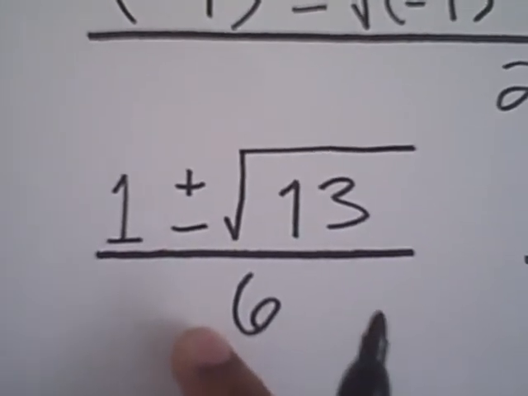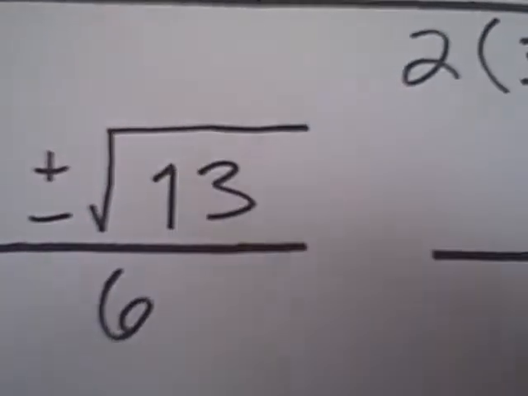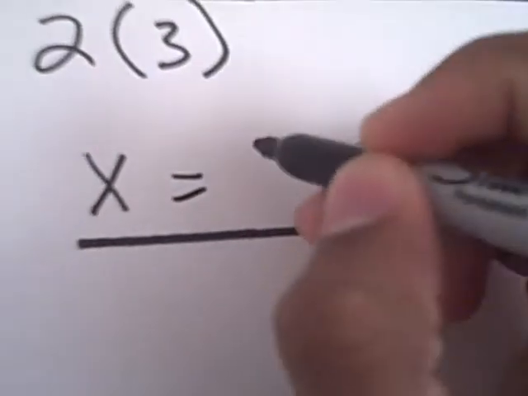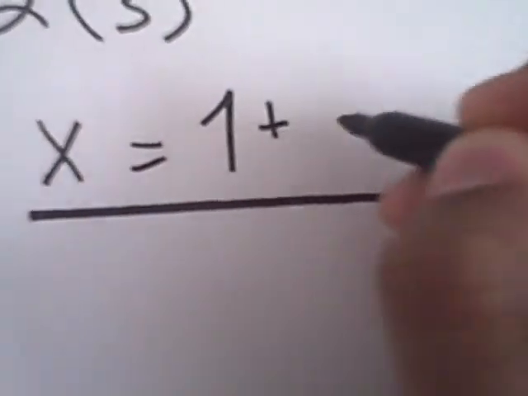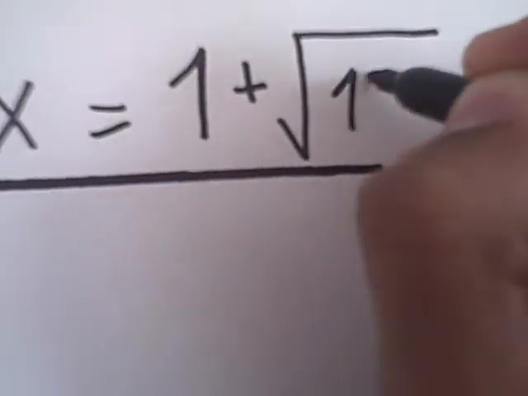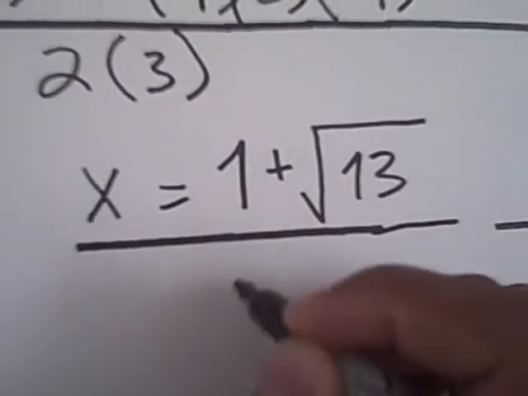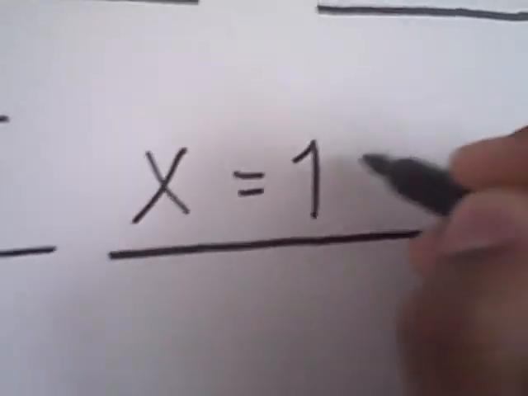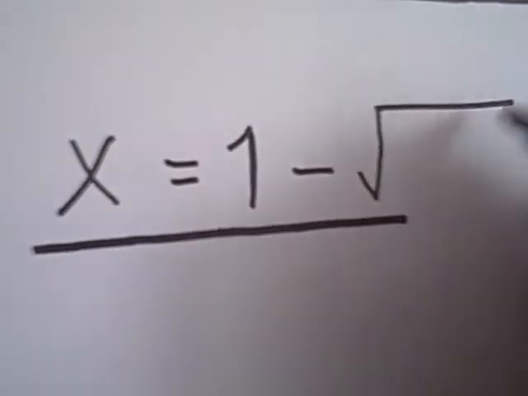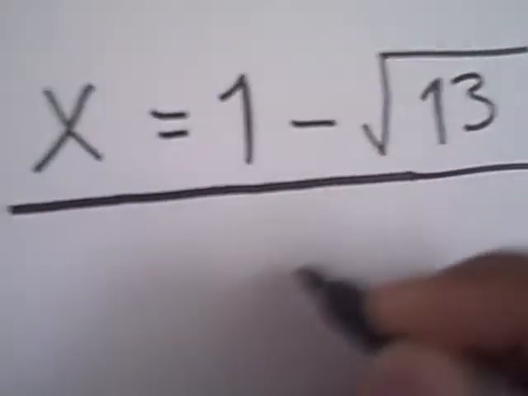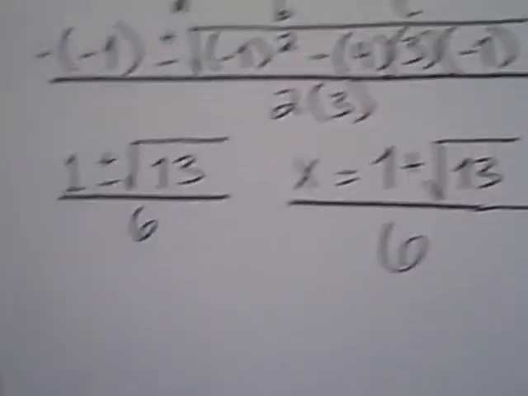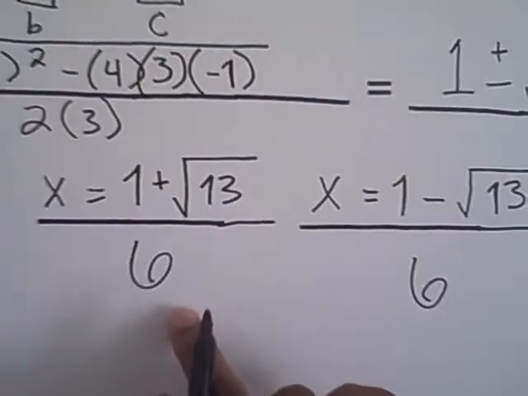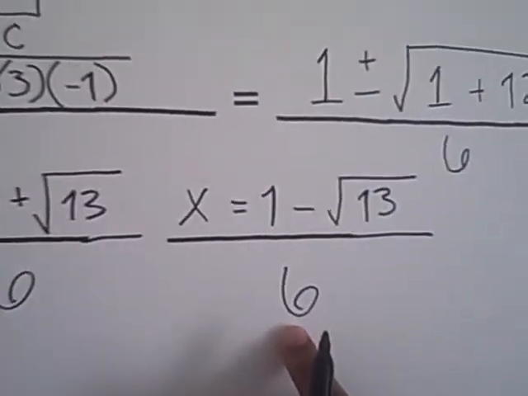Now all we have to do is show our other solutions of our quadratic function. x equals 1 plus the square root of 13, and we're going to put that over 6. And our other solution is x equals 1 minus the square root of 13, and we're also going to put that over 6. So here are the solutions we found for the zeros of our quadratic function.